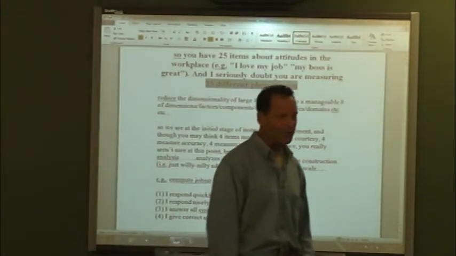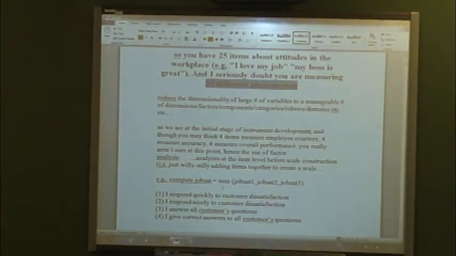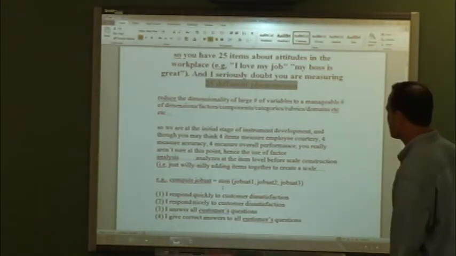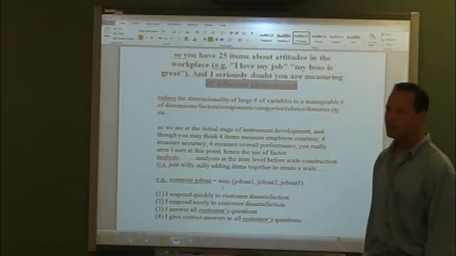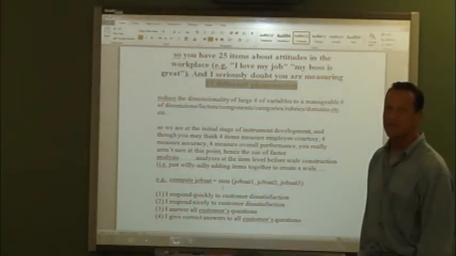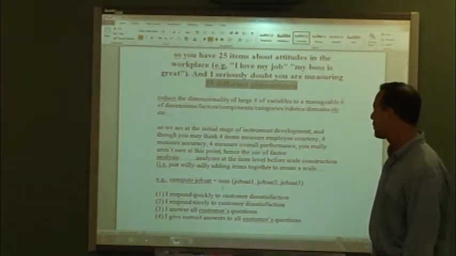So it reduces the dimensionality of a large number of variables to a manageable number of dimensions, or factors, or categories, or clusters. People will use different vocabulary. I tend to use the term dimensions a lot. Some call it rubrics, some call it domains. There is a difference between factors and components, and I'm going to discuss that difference of a factor versus component.